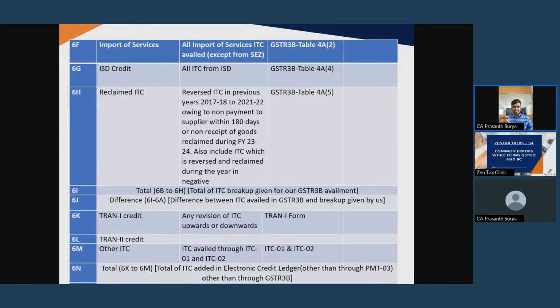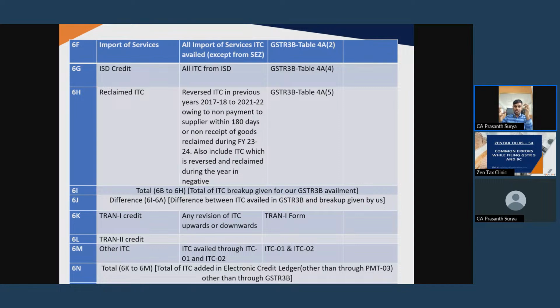So to very simply understand, whatever you have declared in table 4D1, that you should report in negative in table 6H. So table 6J will show a difference. A difference of what? The ITC which you have reversed and reclaimed in the same year, that difference will be shown. That is okay.